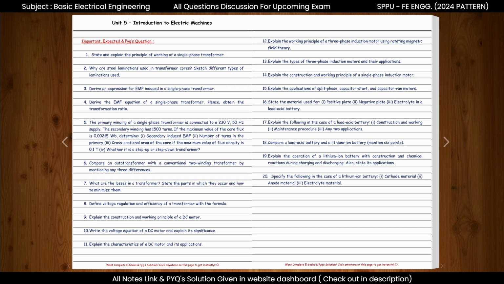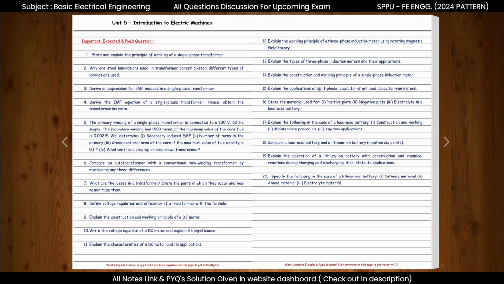Alright, let's move on to our next important topic. Explain the working principle of a three-phase induction motor using rotating magnetic field theory. A three-phase induction motor works on the principle that a rotating magnetic field is produced in the stator when a three-phase supply is given. This rotating field cuts the rotor conductors and induces a current in them, which creates another magnetic field. The interaction of these fields produces torque and makes the rotor rotate.